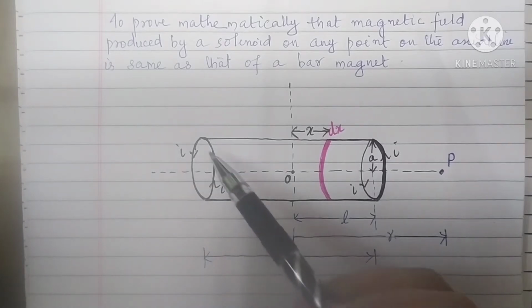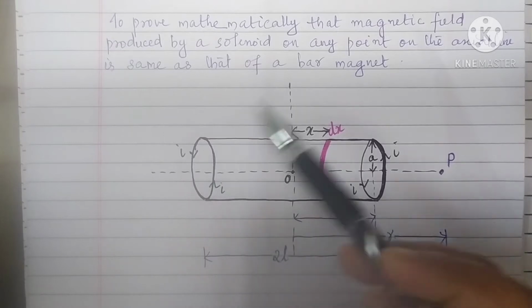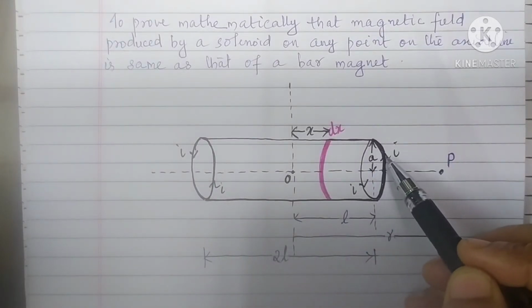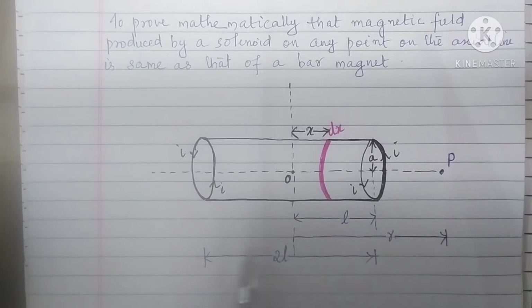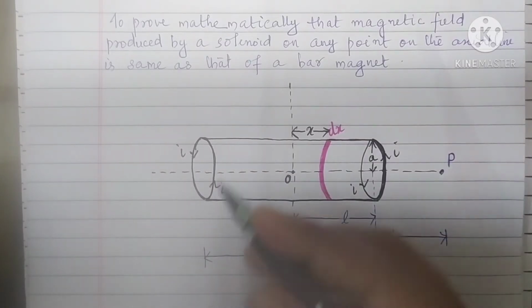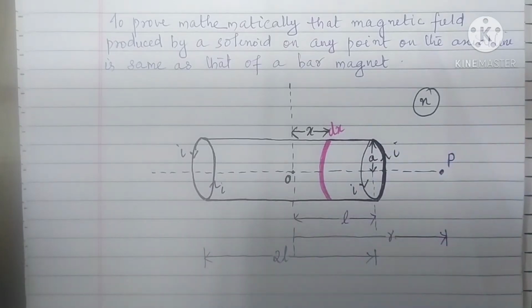Okay, you can see that I is the current passing through a solenoid. Now A, small letter A, is the radius of the solenoid. 2L is the total length of the solenoid. So this will be L, half length is L. Okay, and here we have considered n number of turns per unit length of the solenoid.